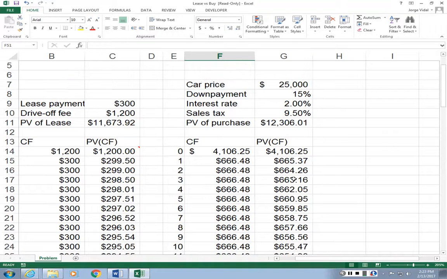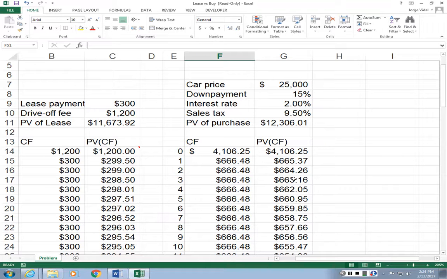So now look what the numbers look like. So what is better, to lease or to purchase? So well, sort of indifferent. It's about the same cost, okay?